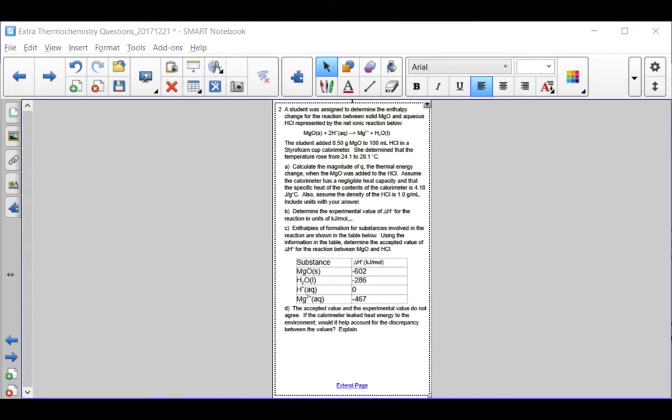A student was assigned to determine the enthalpy change for the reaction between solid magnesium oxide and aqueous hydrochloric acid, represented by the net ionic reaction below. The student added 0.5 grams of magnesium oxide to 100 milliliters of HCl in a styrofoam cup calorimeter. She determined that the temperature rose from 24.1 to 28.1. All right, so with all of this calorimetry data, we're asked to solve a multi-step AP-style problem.